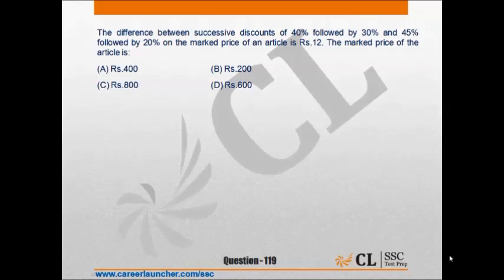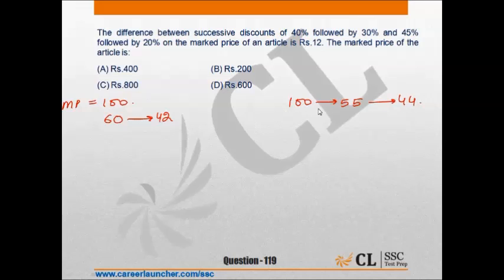The question is, the difference between successive discounts of 40% followed by 30% and 45% followed by 20% on the mark price of an article is rupees 12. The mark price of the article is. Now, let us suppose the mark price as rupees 100. After a discount of 40%, it would become rupees 60, and after the discount of 30%, it would become rupees 42. Now, if the mark price is rupees 100 and the discount is 45%, then the price would become rupees 55, and after the discount of 20%, the price would become rupees 44.